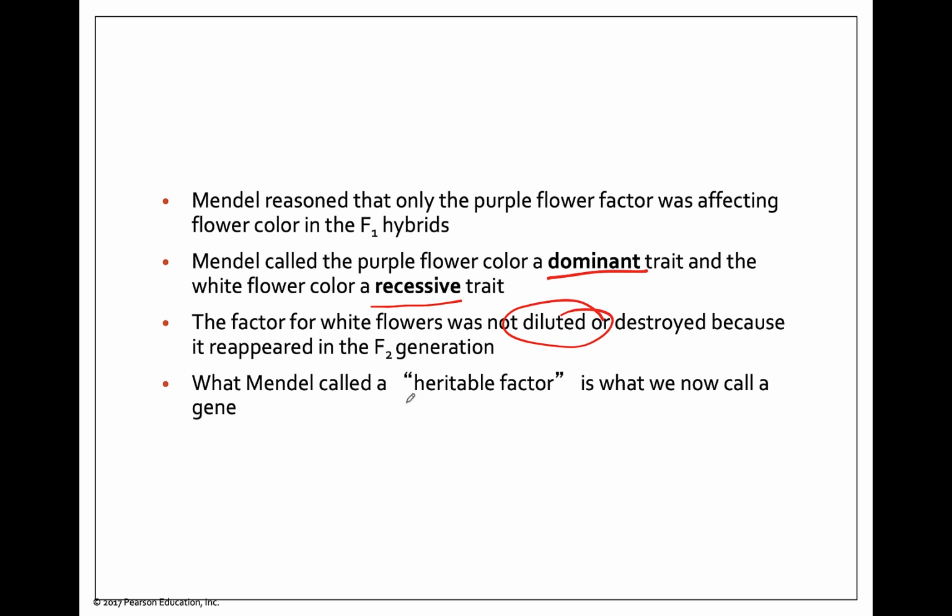So Mendel decided that there must be some heritable factor that delivered the trait either in its entirety or not at all. And so what he was considering a heritable factor is now what we call a gene. So this gene is a sequence of DNA, and now we know that the gene would either code for purple flowers or white flowers. And if they had the gene for both, if they had one gene for purple and one gene for white, because purple was dominant, it would completely cover up the white, and you would get purple flowers.